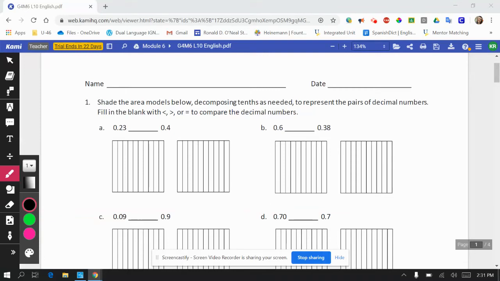Hello students, today we'll be working on Module 6, Lesson 10. We will do the problem set together and then you will have the opportunity to do the homework. Your parents can check your answers.